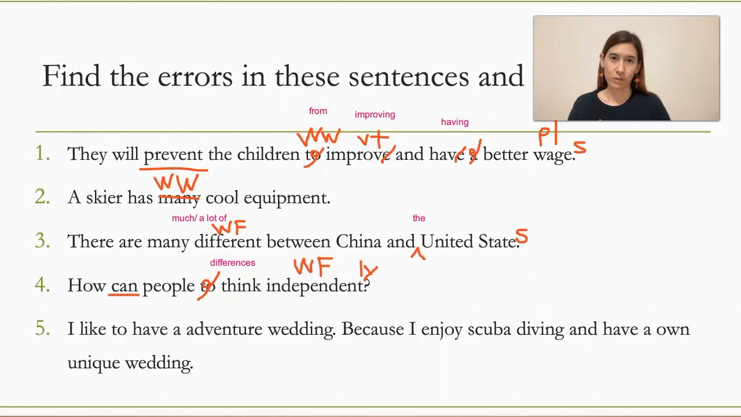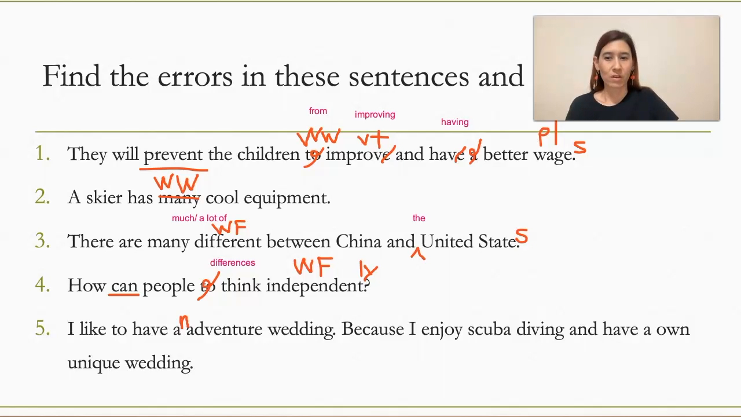Let's start with the first sentence. I like to have an adventure wedding. Adventure has the vowel sound. Adventure. So for A, it can't be a. We need an. A-N. An adventure wedding. I like to have an adventure wedding.